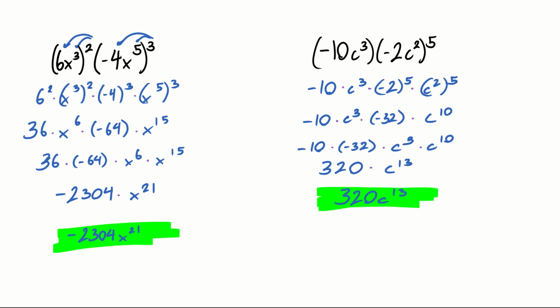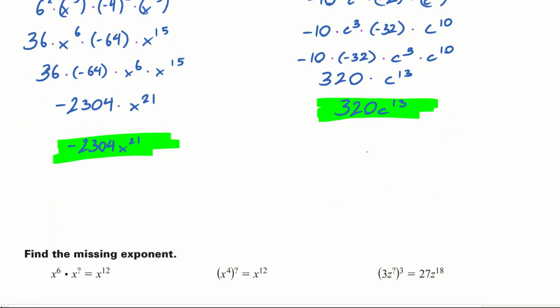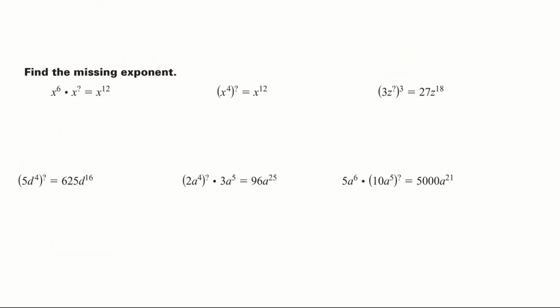If you can correct your mistake on your own, nice job. All right, last bit here. What if we had to kind of reverse this? What if we had to find the missing exponent based on these properties? Here, let me help you out with this first one.